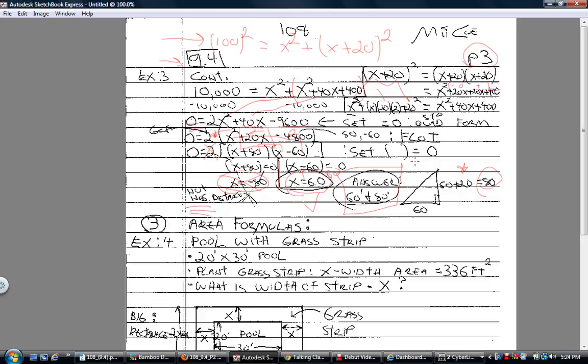So. Okay, so now we go to example number 3, and objective number 3, area formulas, and let me make sure it's example 4 in the book. Yeah, example 4. Okay, I love this problem. So here we go. I usually tease the class a little bit. I get the ladies involved.